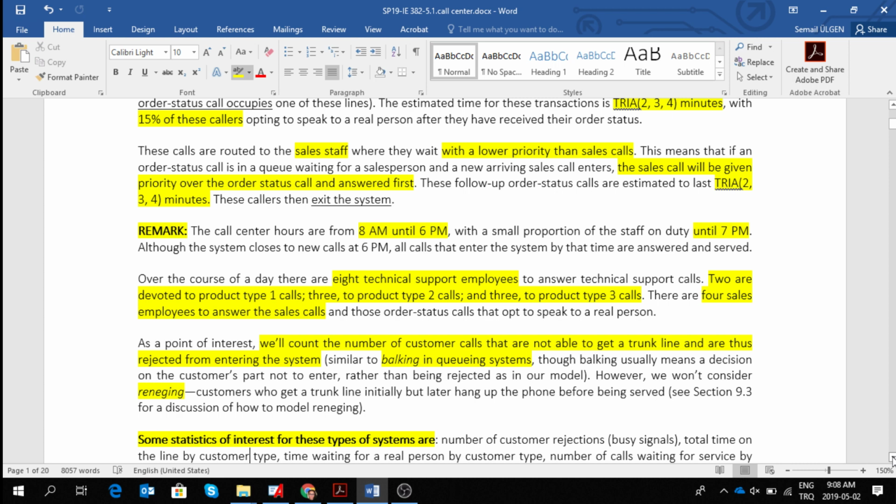There is another situation which is called reneging. This is customers who get a trunk line initially but later hang up the phone before being served. These are going to be handled in chapter 9.